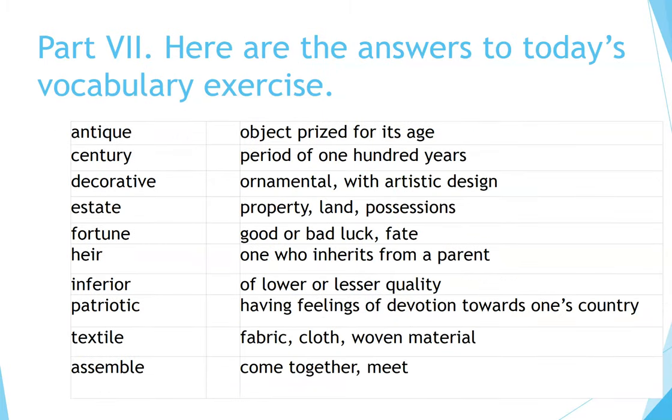Here are the answers to today's vocabulary exercise. Antique, object prized for its age. Century, period of 100 years. Decorative, ornamental, with artistic design. Estate, property, land, possessions. Fortune, good or bad luck, fate. Heir, one who inherits from a parent.